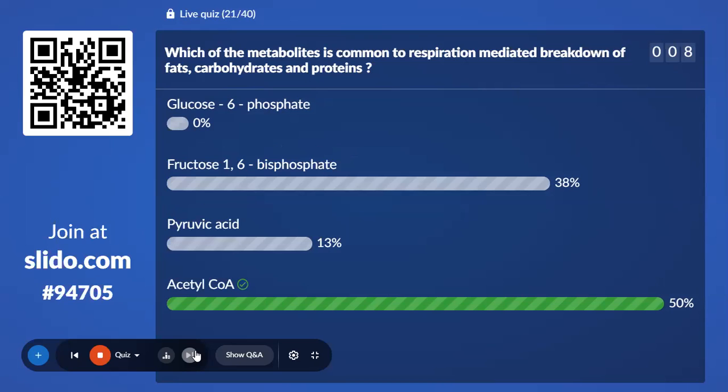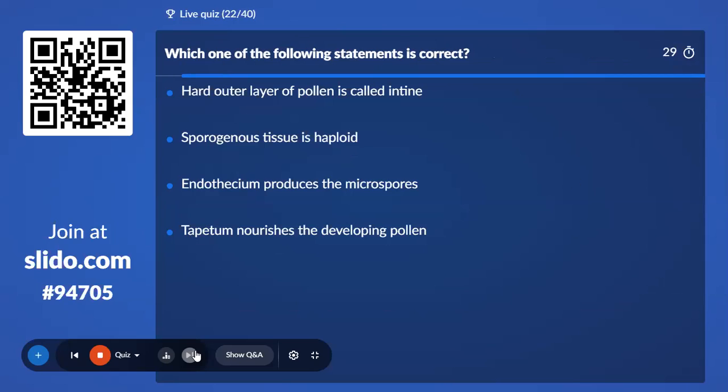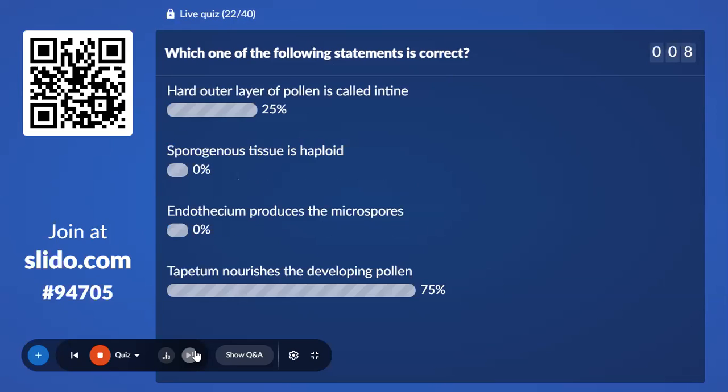22nd question on the screen. Which one of the following statements is correct? Hard outer layer of pollen is called intine. Very simple question. Sporogenous tissue is haploid. Endothecium produces the microspores, and option D, tapetum nourishes the developing embryo. Three statements are wrong and only one is correct. Click the correct statement among the four. Direct question from NCERT. 3 seconds remaining. 75% with option B and 25% with option A.